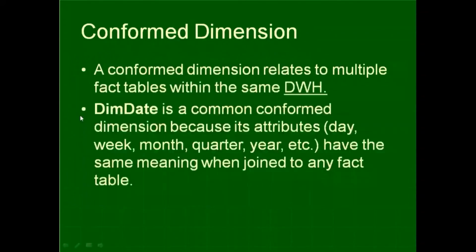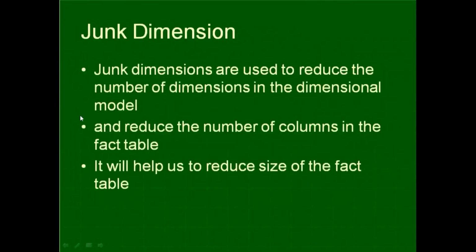What do you mean by junk? Junk dimensions are used to reduce the number of dimensions in the dimensional model and reduce the number of columns in the fact table. It will help us to reduce the size of the fact table as well. So this is the beauty, and a lot of things we need to understand carefully. Okay, read this slide once again.